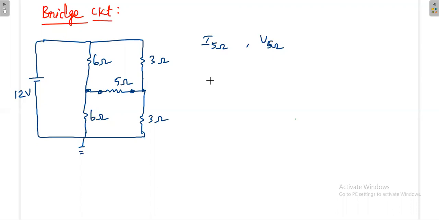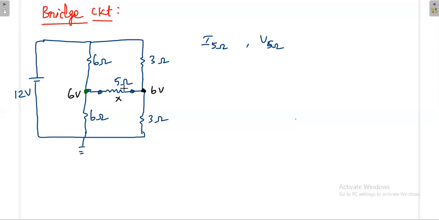The bridge is balanced. But suppose I do not know that condition and I am just proceeding, what will happen? To find the Thevenin voltage, you remove this 5 ohm resistance. Once you remove it, how much voltage will appear here? Here 6 volt will appear. After removing this, then here also 6 volt will appear.